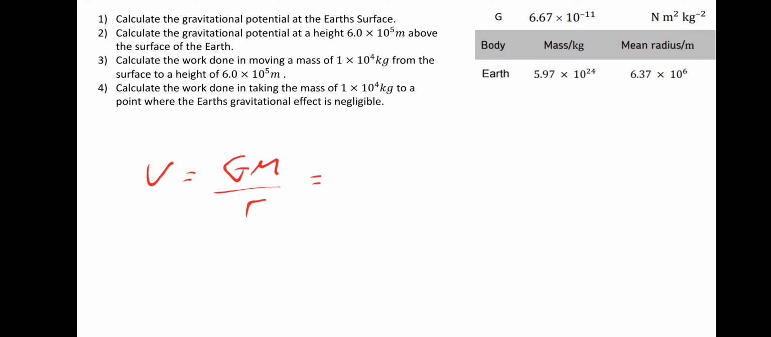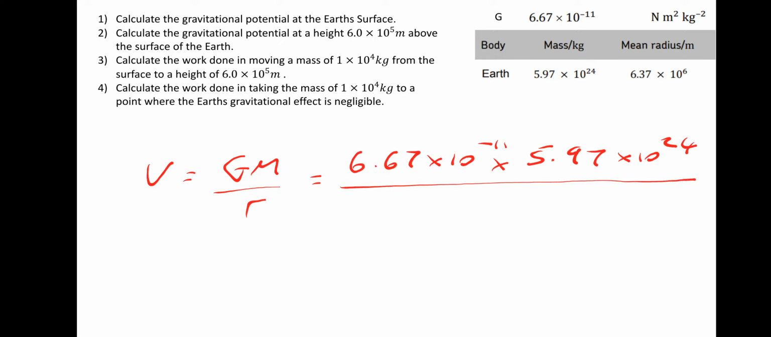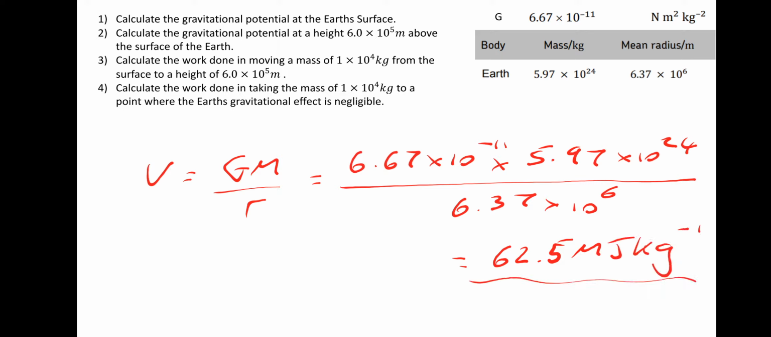So G is given to us, it's 6.67 times 10 to the minus 11, multiplied by the mass of the object. So we're on the Earth, so the mass is 5.97 times 10 to the power 24, divided by the distance from the centre. So the distance from the centre of the Earth is the radius, which is 6.37 times 10 to the power 6. So that gives us a potential of 62.5 megajoules per kilogram. So that's the gravitational potential at the Earth's surface. So let's do number 2 now.